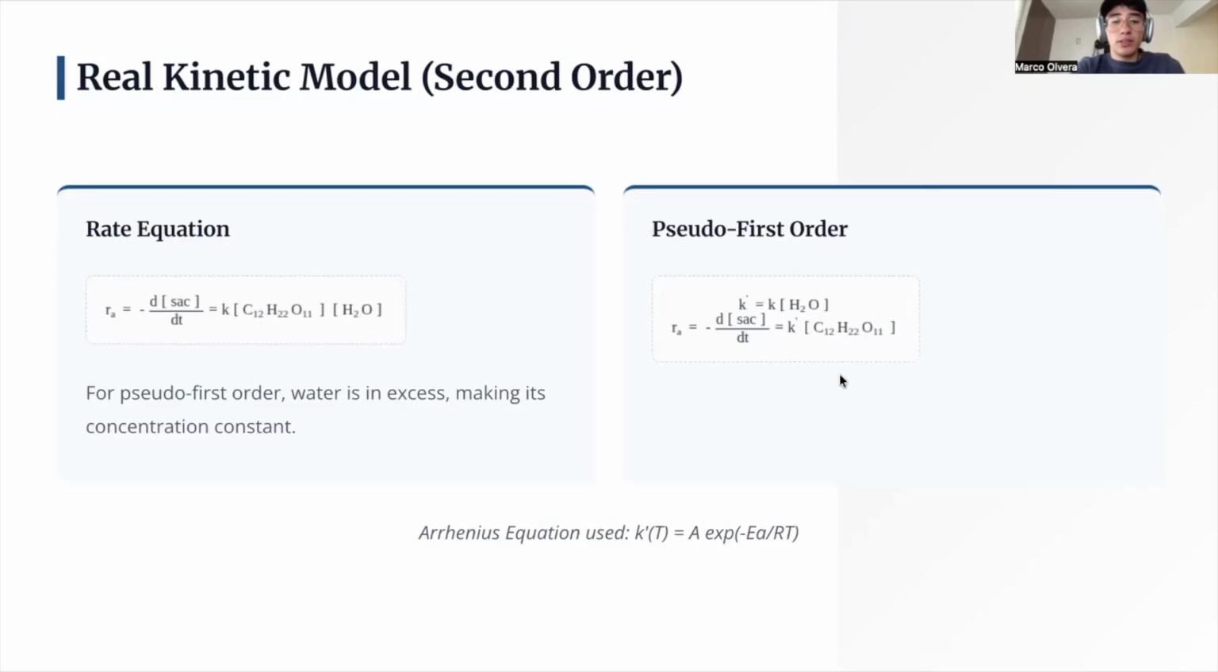K prime depends strictly on the temperature, using the Arrhenius equation: K prime as a function of temperature is equal to the pre-exponential factor times e to the minus activation energy over RT.